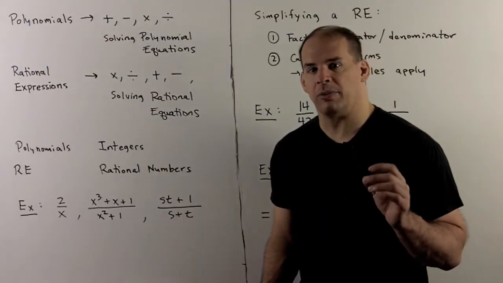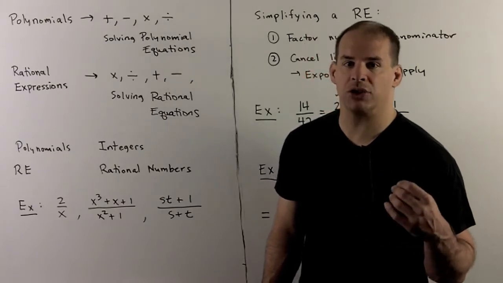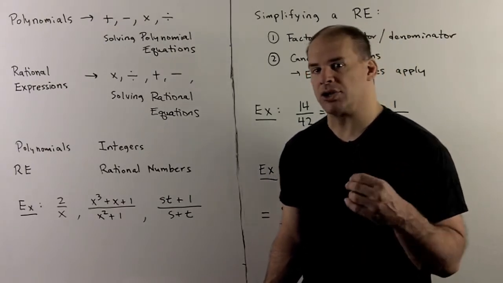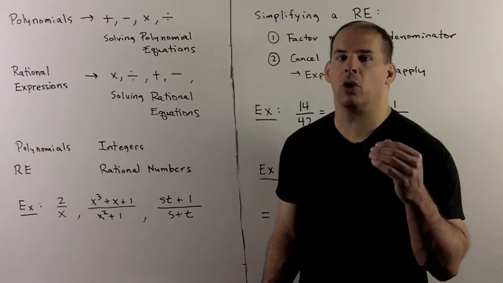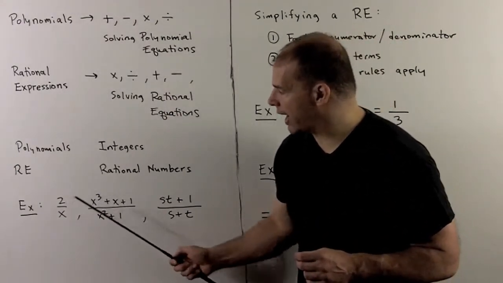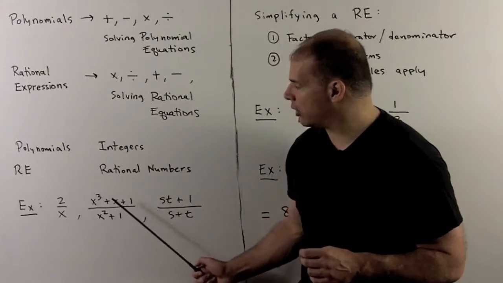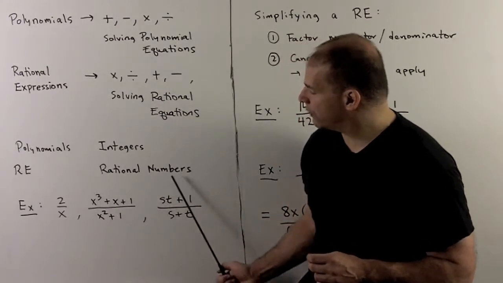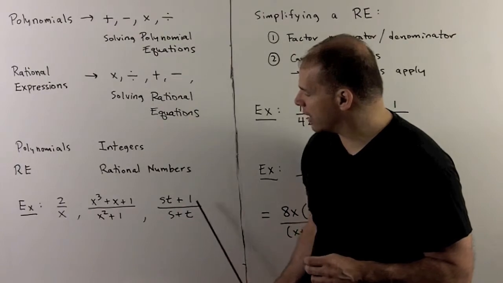Now that we have a basic theory of polynomials, we move on to rational expressions. A rational expression is going to be a polynomial over another polynomial. For instance, I could use 2 over x cubed plus x plus 1 over x squared plus 1. With two variables, we have st plus 1 over s plus t.